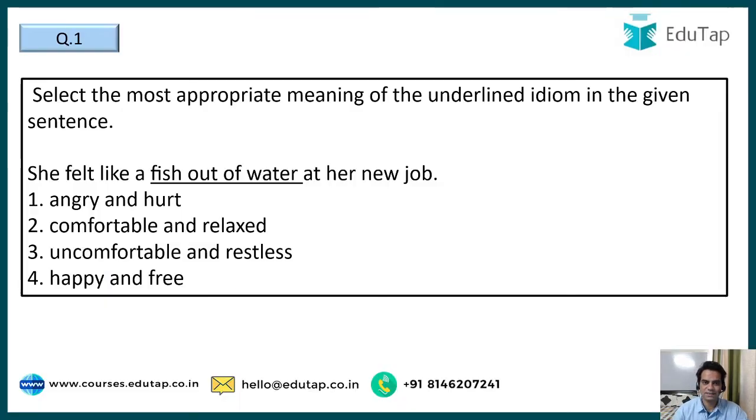So let's begin, guys. We'll be solving 15 important multiple choice questions which could be thrown at you in the exams. So first question is, you have to find the appropriate meaning of the underlined idiom. So the question is, she felt like a fish out of water at her new job. So fish out of water, what does that mean? Your options are angry and hurt, comfortable and relaxed, uncomfortable and restless, and happy and free. So fish out of water, when it cannot breathe, it is obviously uncomfortable and restless. So the correct option is option number 3.